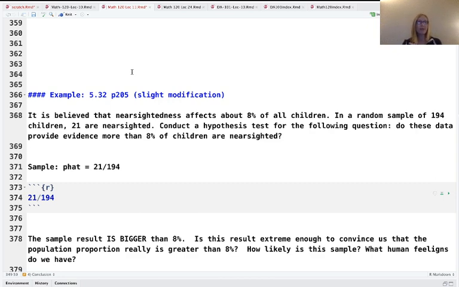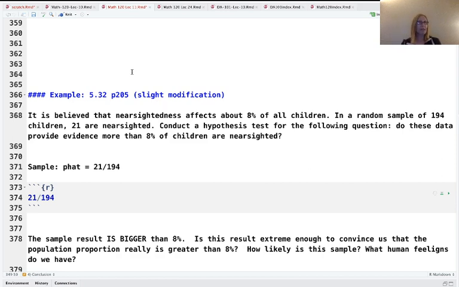The problem from the book on page 205, 532. It is believed that nearsightedness affects about 8% of all children. Note that that's a proportion, by the way. In a random sample of 194 children, 21 of them are nearsighted. Conduct a hypothesis test for the following question. Do these data provide evidence that more than 8% of all children are nearsighted?